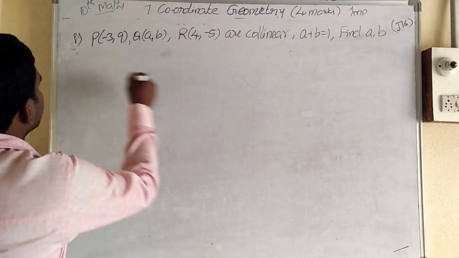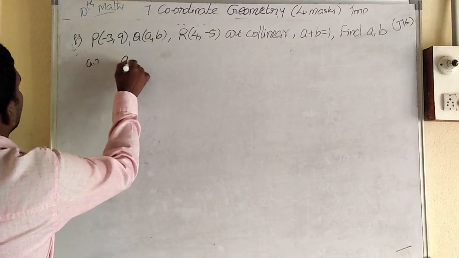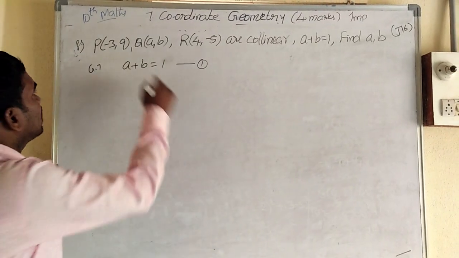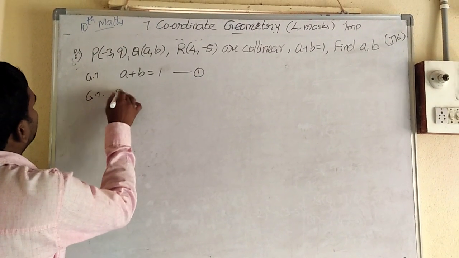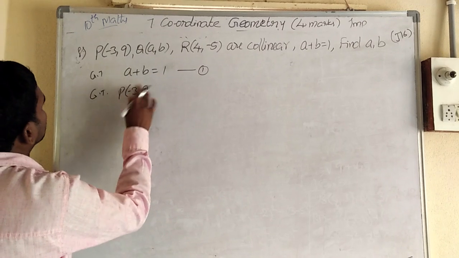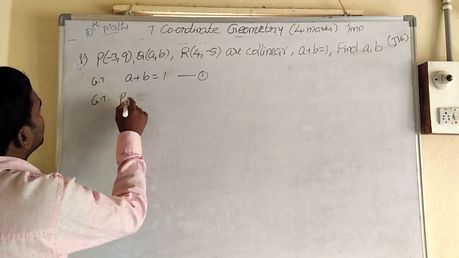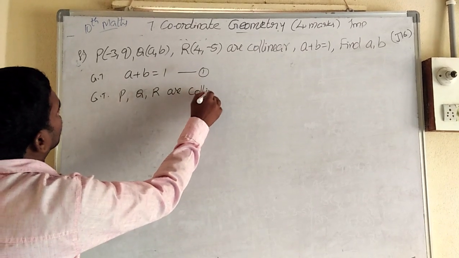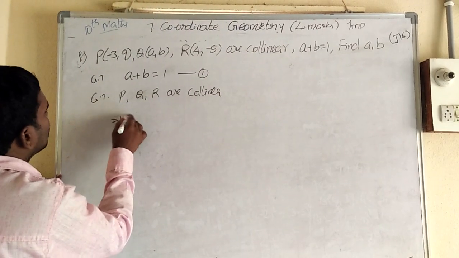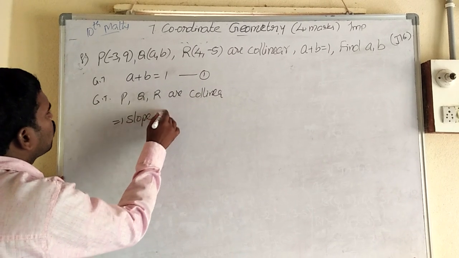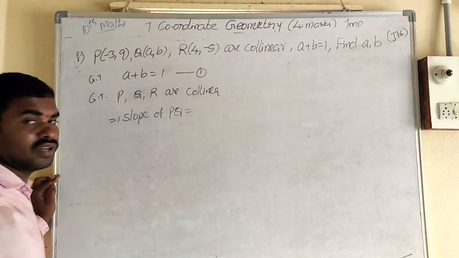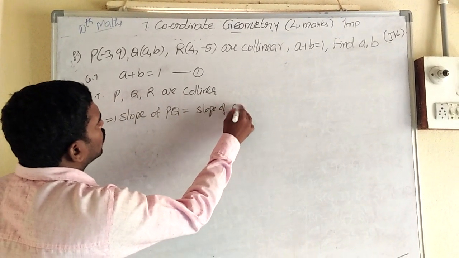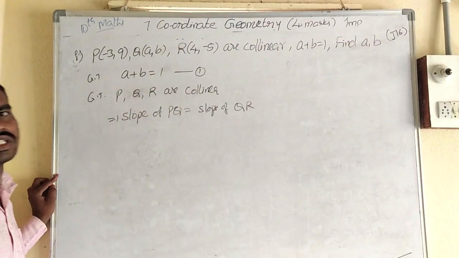So what is given? The first statement is given that a plus b equals 1, equation 1. And given that P(-3, 9), Q, R are collinear. That implies what? Collinear means the slope of the first two points PQ is equal to the slope of QR. This is the concept.